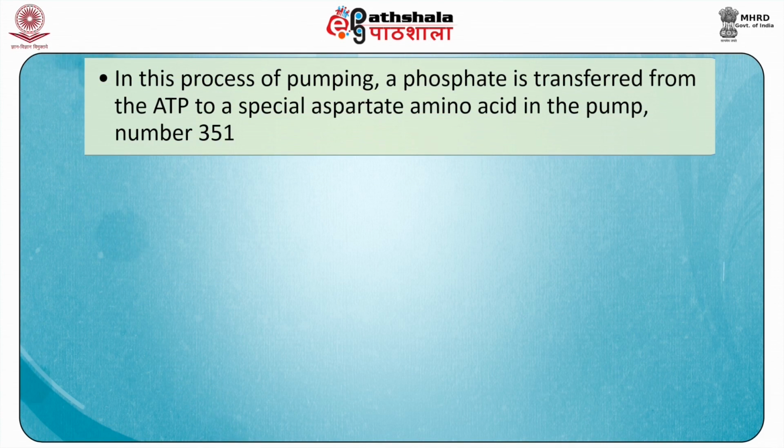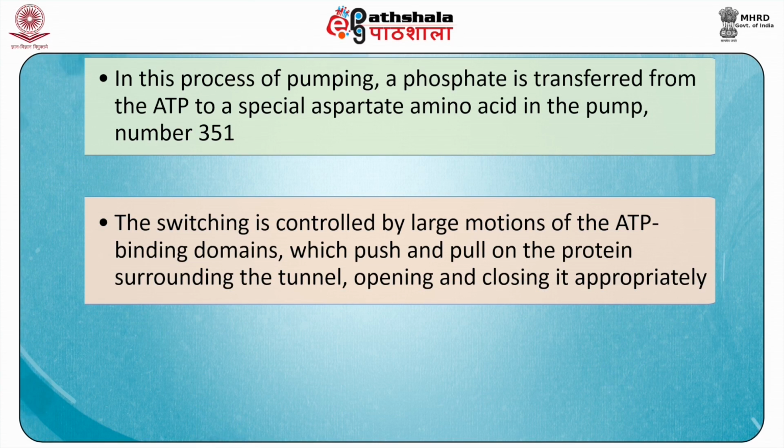In this process of pumping, a phosphate is transferred from ATP to a special aspartate amino acid in the pump, number 351. The switching is controlled by large motions of the ATP binding domains, which push and pull on the proteins surrounding the tunnel, opening and closing it appropriately.